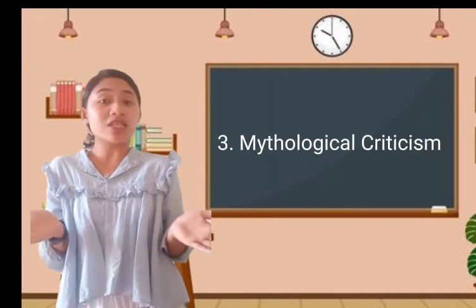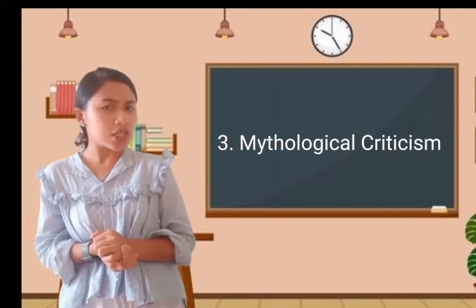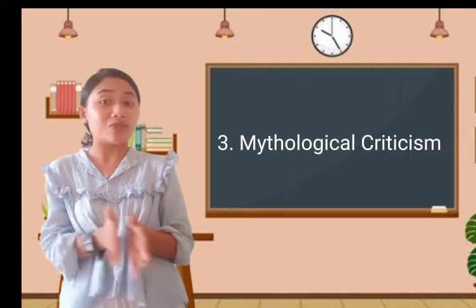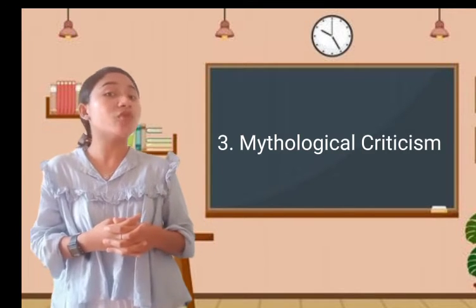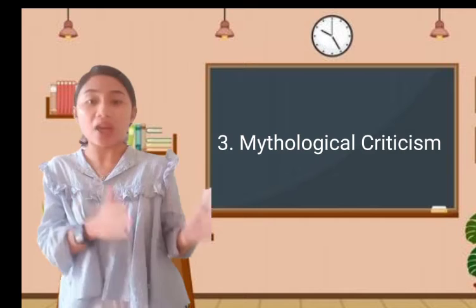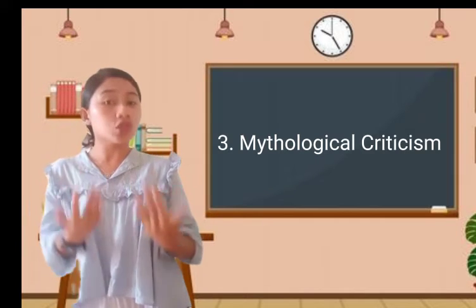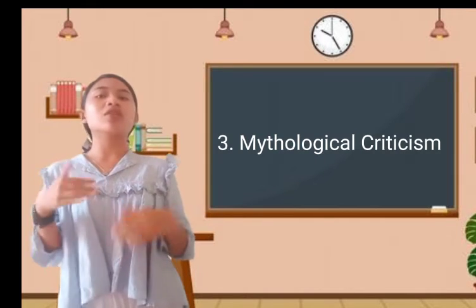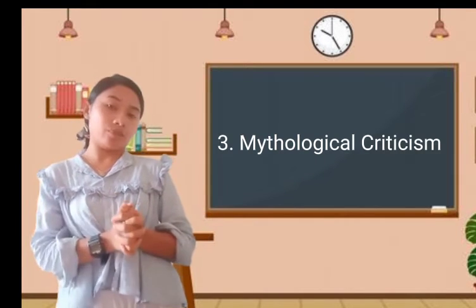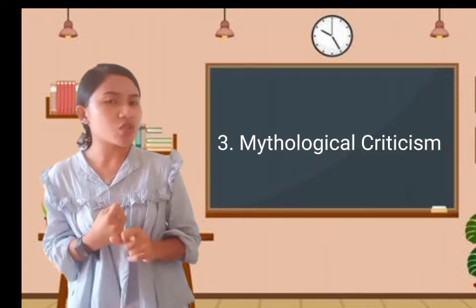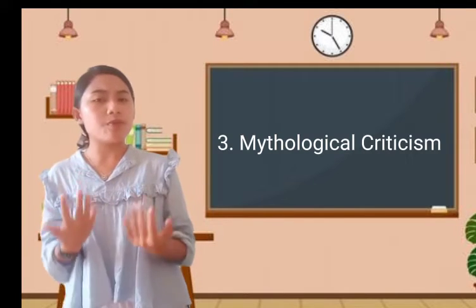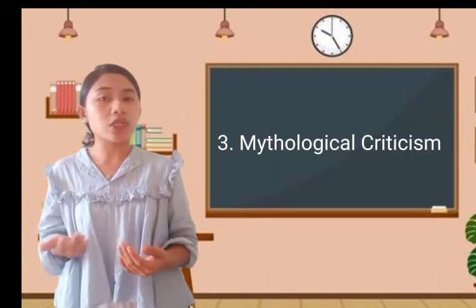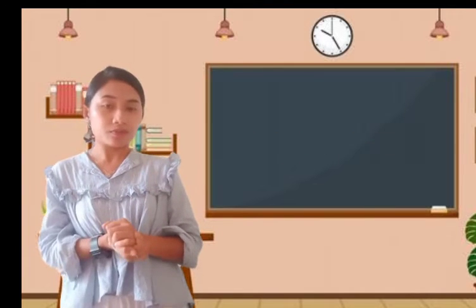And three, mythological criticism. Though the title suggests that it is about mythology, the meaning has nothing to do with it, because mythological criticism examines the universal elements of human life as they occur across cultures. It has major tenets. Archetypes are central to this form. Archetypes are the universal elements occurring in literary works from all over the world.